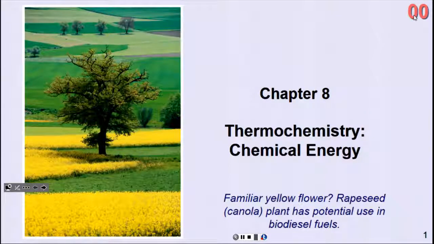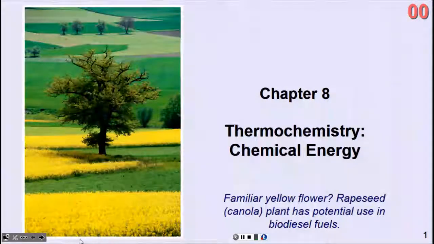And if you look at this bright yellow flower in a green field that might be familiar in this part of the country, some of you might know about this type of plant. It's called rapeseed. Also, a variety that's locally grown is called canola. And it has a lot of oil in it. It's used in a variety of cooking purposes, but it also has applications in biodiesel fuels. All has to do with chemical energy.